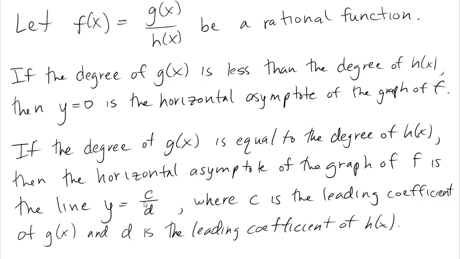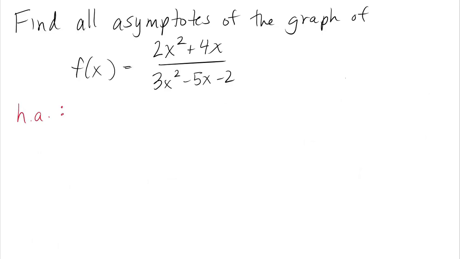They're both second degree. And then following the rule, when the degrees are the same, you take the ratio of the leading coefficients. The leading coefficient of the numerator is 2. The leading coefficient of the denominator is 3. The ratio of the leading coefficients is 2/3. So the horizontal asymptote is the line y equals 2/3. As x goes to negative infinity, the function will level off at y equals 2/3. As x goes to infinity, the function will level off at y equals 2/3.